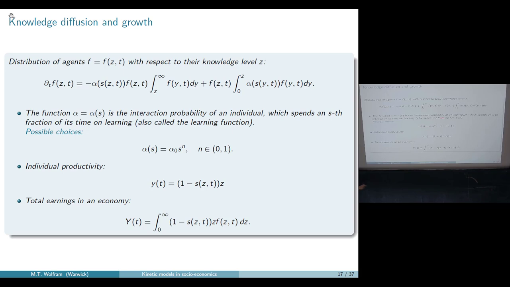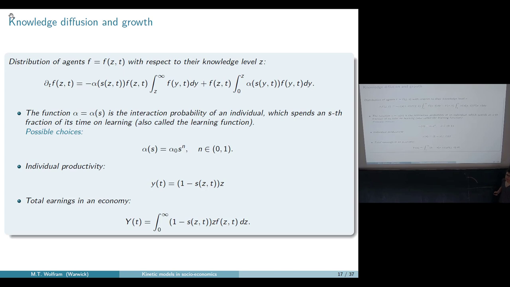But that was just one choice. Now the question is, okay, I have to choose how much time I actually spend on learning. And as I pointed out, we are economists, so we maximize something. First of all, what is the individual productivity in this setting? You say, okay, my individual productivity is 1 minus S of z, t.